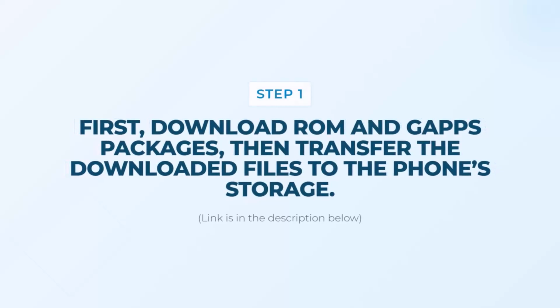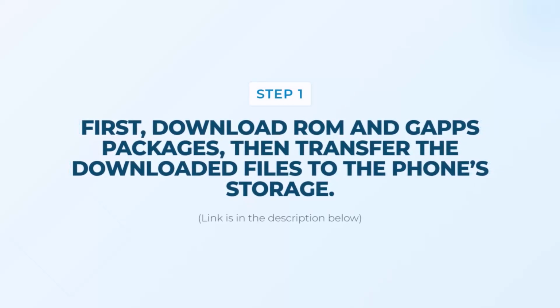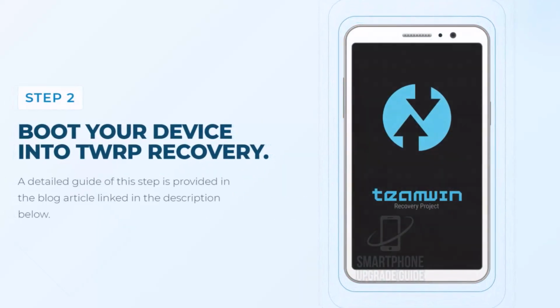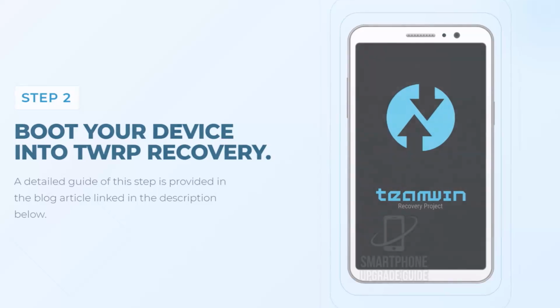First, download ROM and GApps packages, then transfer the downloaded files to the phone's storage. Step 2. Boot your device into TWRP recovery.